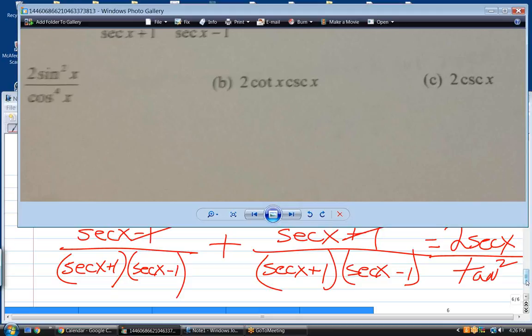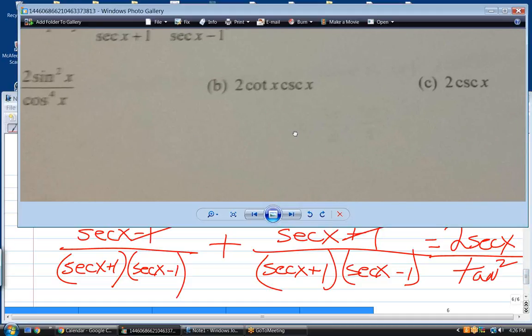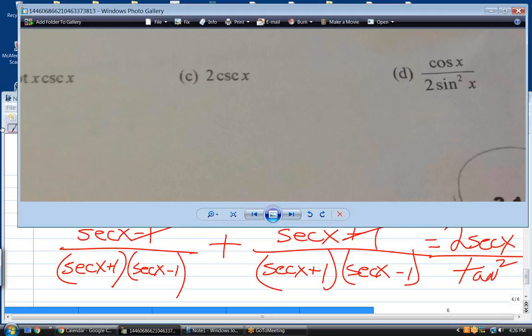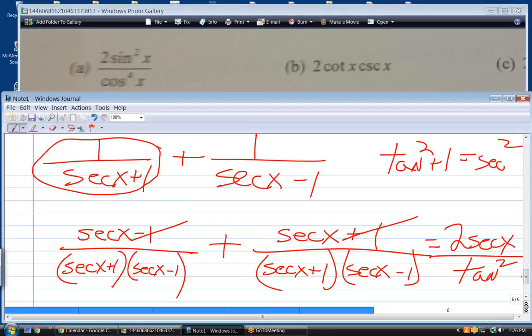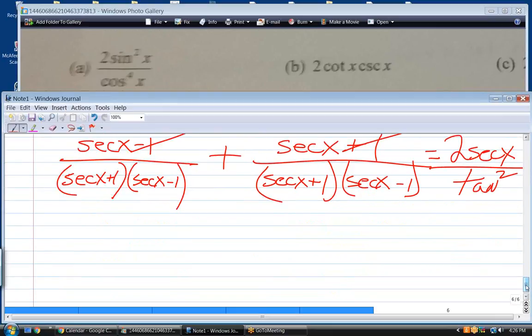Well, it would be a cotangent squared in the numerator. Do we have anything that looks like that? No, hold on. That's the problem with these, is you never know at what point you got to get it into their format.